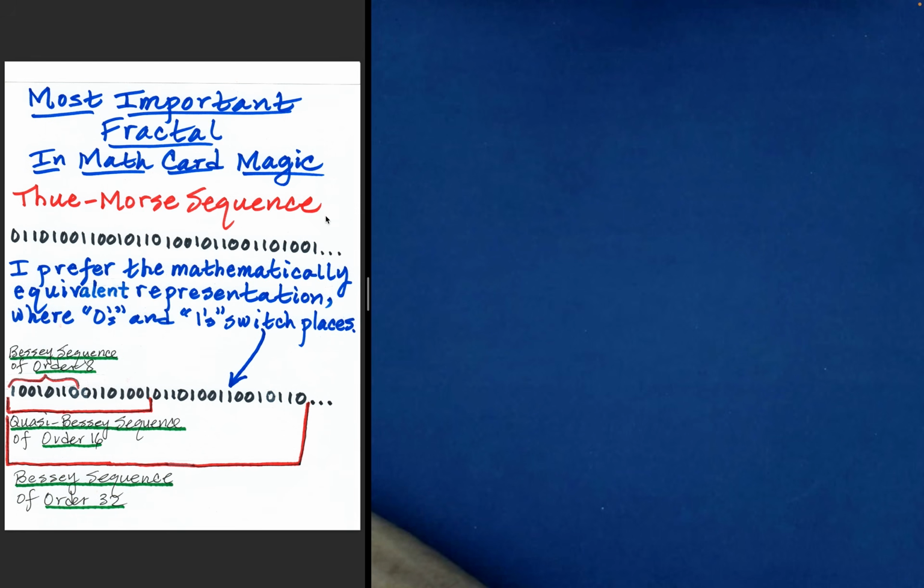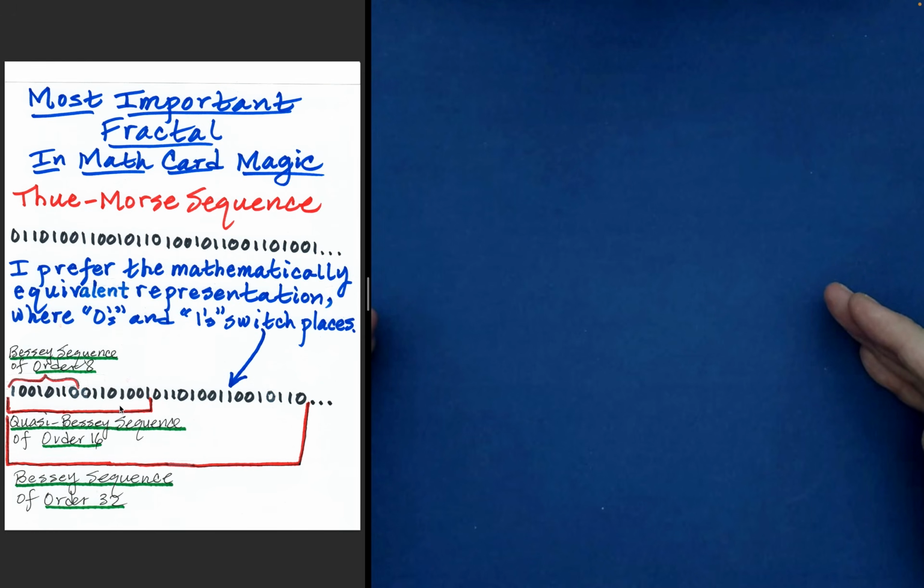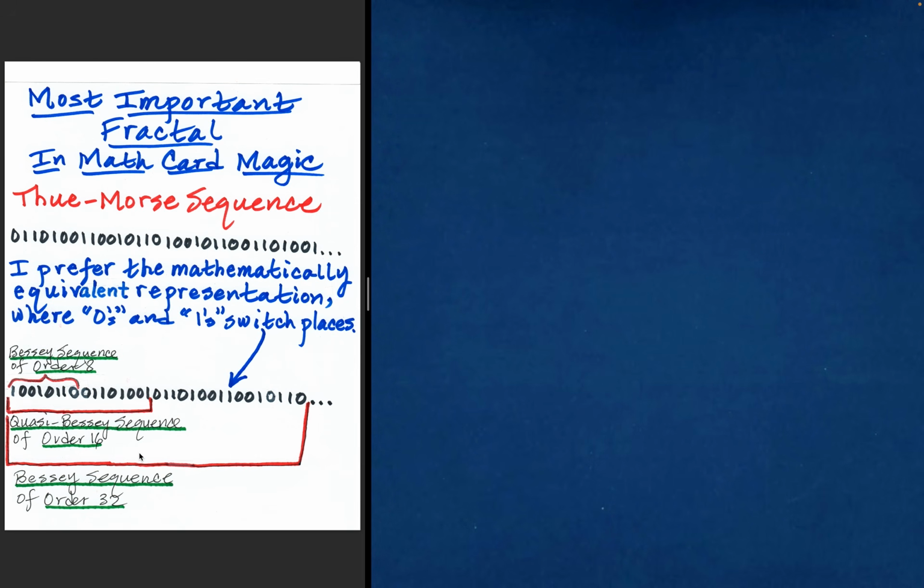And then what I've done is I've bracketed off that the first 8 values of the Thue-Morse sequence is a Bessey sequence of order 8. I have a lot of videos and very surprising card effects using this sequence structure. And then if you group together the first 16 zeros and ones, you get what I use today. It's a quasi-Bessey sequence of order 16. And then if you group together the first 32 values here in the Thue-Morse sequence, it gives rise to another Bessey sequence of order 32. Okay, and I have that on my channel as well.